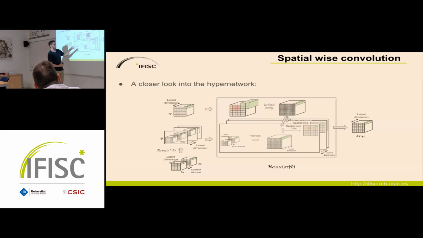We unfold it. Unfold meaning that we just expand in this way. I think it's very intuitive visually. Then we reshape those things so that we can do what's called a spatial-wise CNN. In convolutional neural networks, we would get the same filter for every spatial location. Here we are computing a filter for every different spatial location. So we are getting the last latent representation this way.